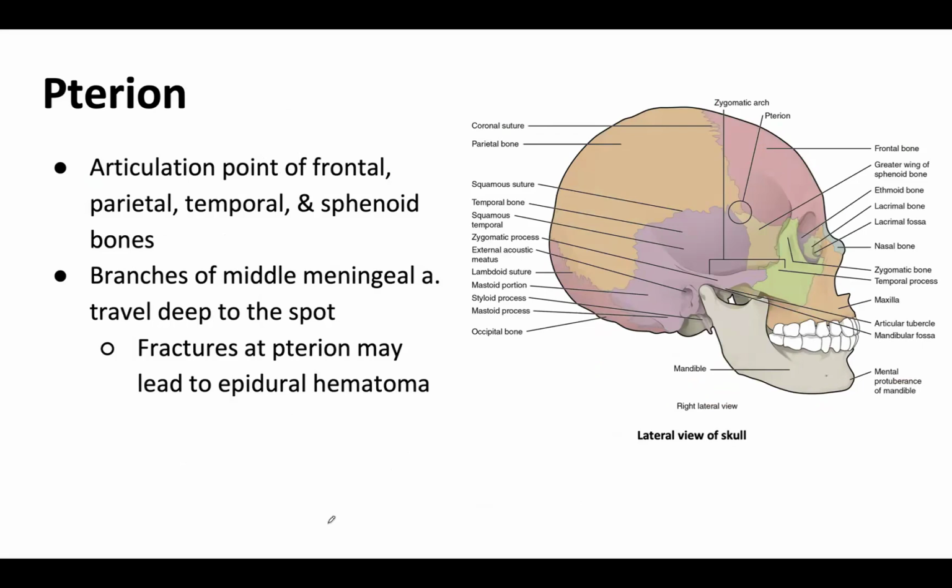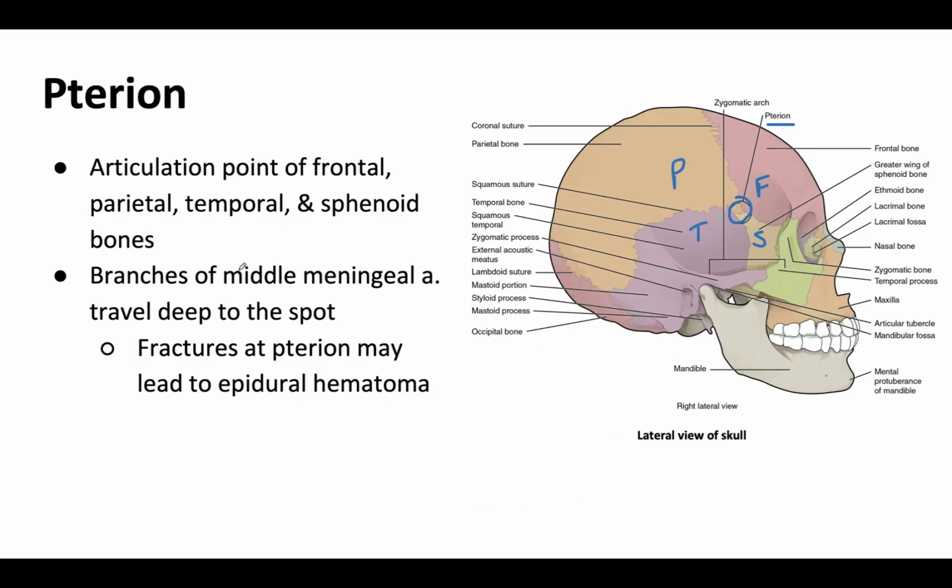I want to point out a craniometric point, which is clinically important, and this point is called the pterion. And so what it's going to be is an articulation point between the frontal bone, the parietal bone, the temporal bone, and the sphenoid bone. So where they come together, we call that point pterion. And that's pretty cool in and of itself. But what lies just deep to this spot is interesting as well.